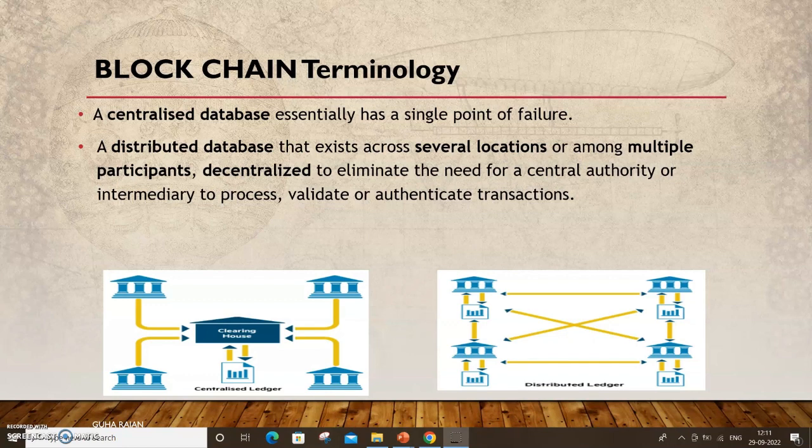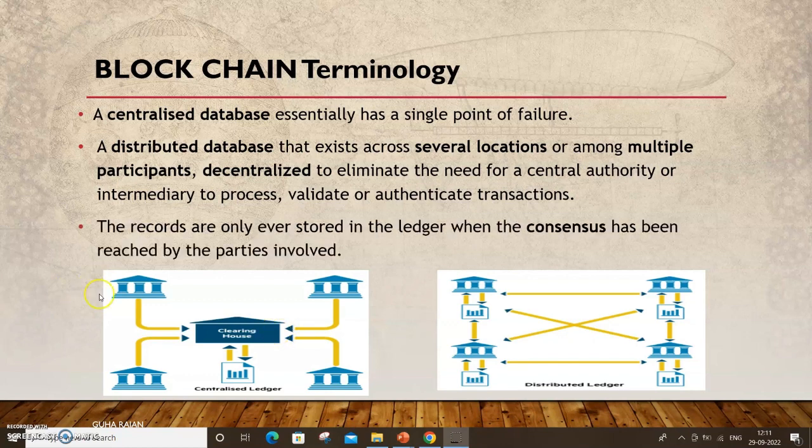But at the same time, the technology is very robust. If there is a failure in one node, the other nodes will function as well, because they all have the replicated data. Records are only ever stored in the ledger when consensus has been reached by the parties involved. That means, similar to a commit in a database, this needs to be committed across all nodes. Only then is the record a validated record in a blockchain.